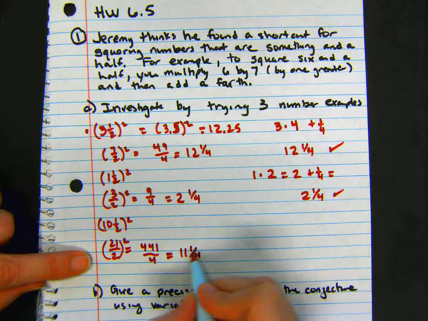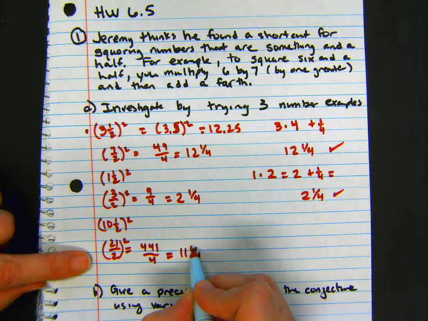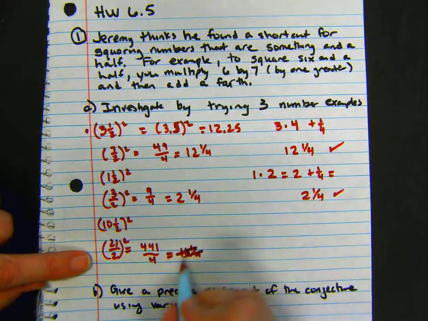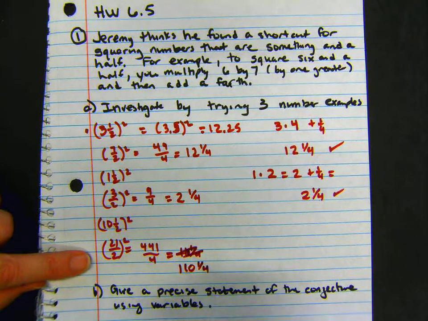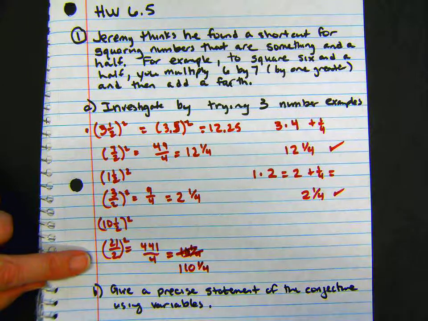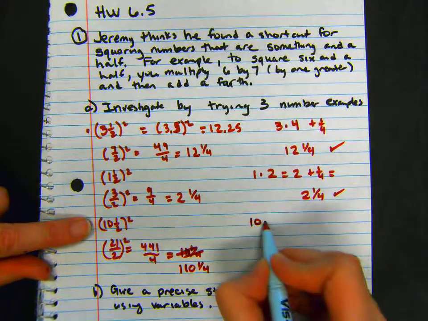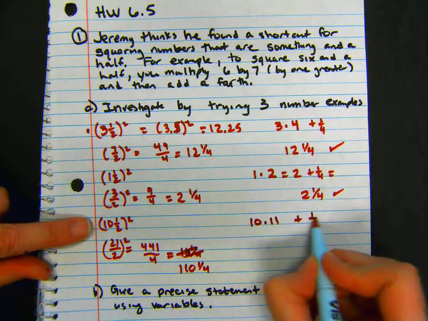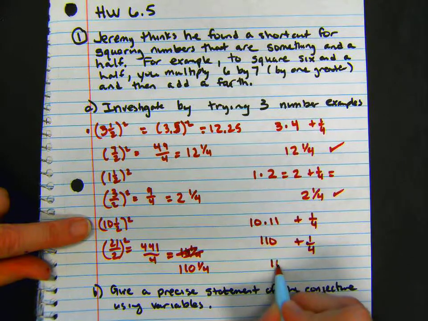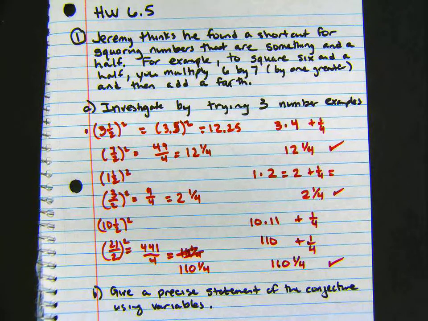I must not have that right. 110 1/4. Just kidding. I lost a 0 there, just like the kids do. 110 1/4. Goes in 1, goes in 1, goes in 0 times with 1/4 left over. Good. And then checking the other way, by Jeremy's shortcut, I would say 10 times 11 plus a fourth. So that would be 110 plus a fourth, and that would be 110 1/4. And so it checked. And so Jeremy seems to be onto something.